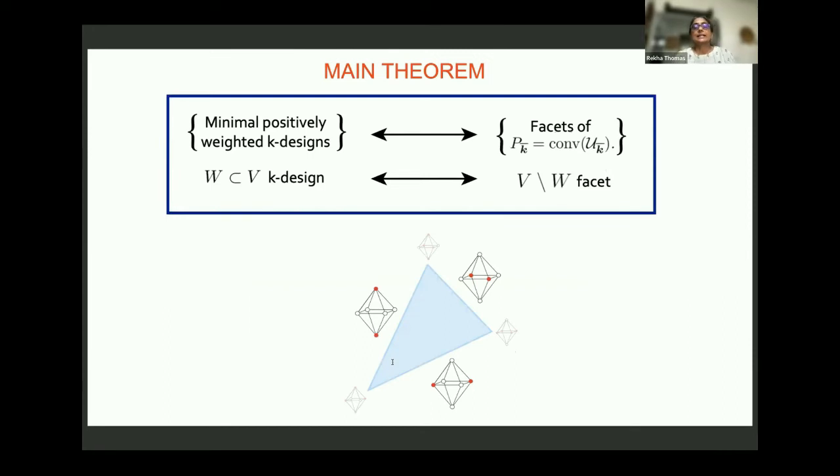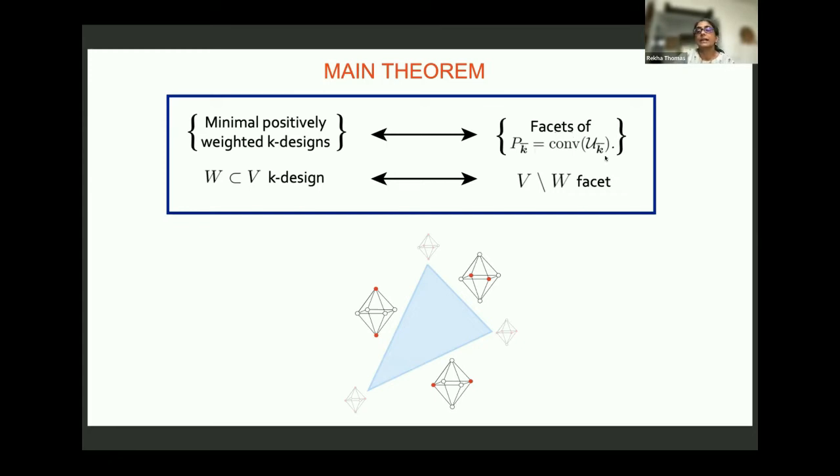Okay, so here's the main theorem. Let me first tell you what the theorem is, and then we'll look at some examples. The theorem says that the set of minimal positively weighted k-designs, where minimal means that if you remove some element from the design, it's no longer a k-design, are in bijection with the facets of a polytope. The polytope is indexed by k-bar, the complementary set, when you're looking for k-designs. I will explain what all this means.